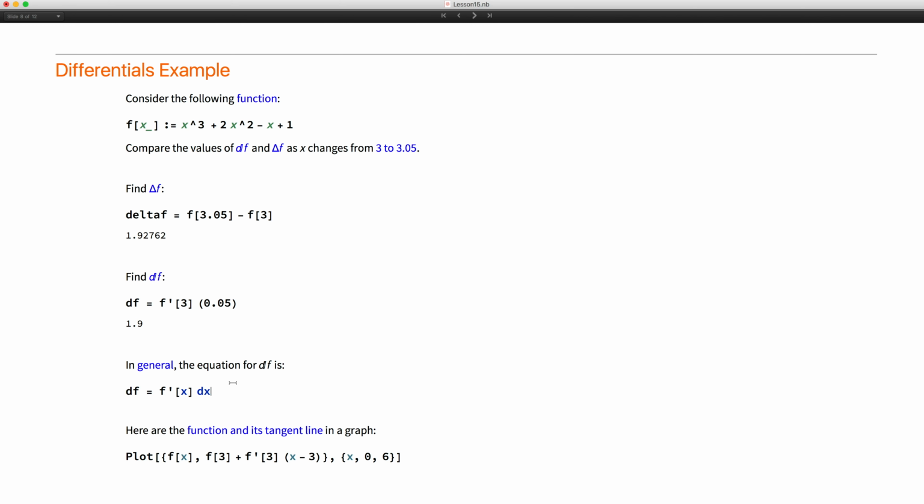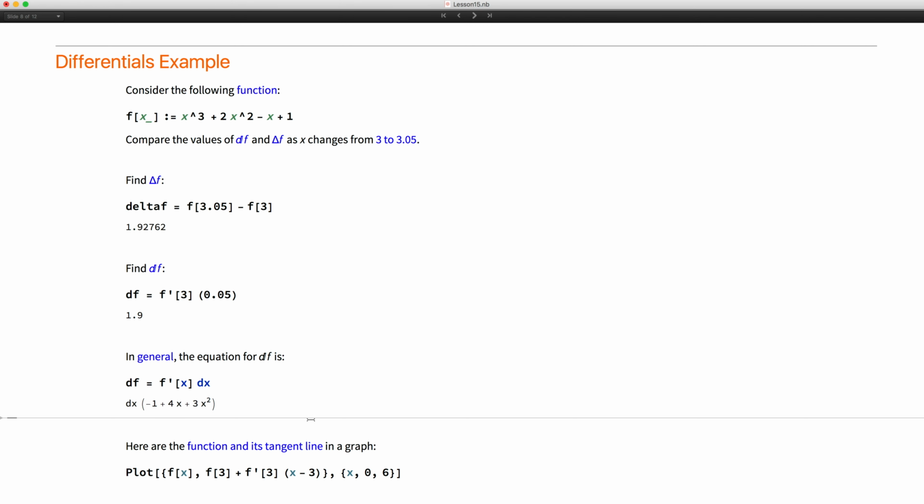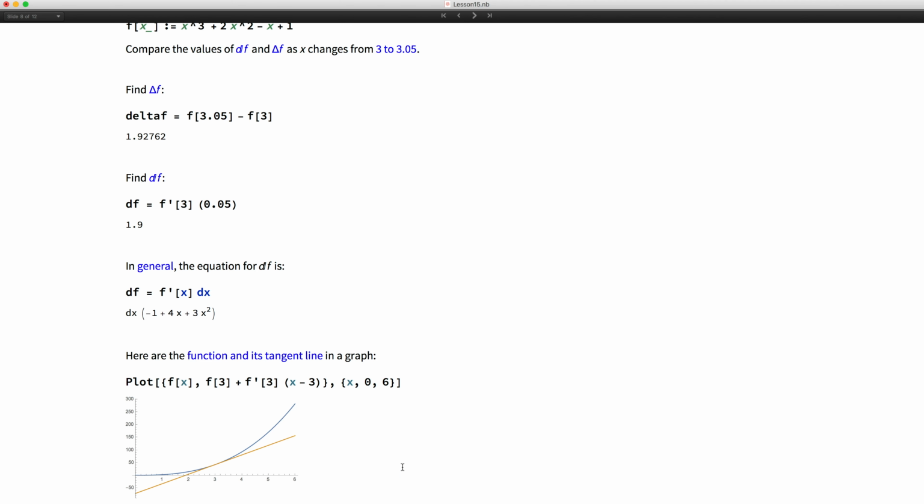And in general, that's the equation for the change in f when you make a small change in x. And here's a picture of the function and its approximation. And you can see again that as long as you stay close to 3, the approximation is quite good.